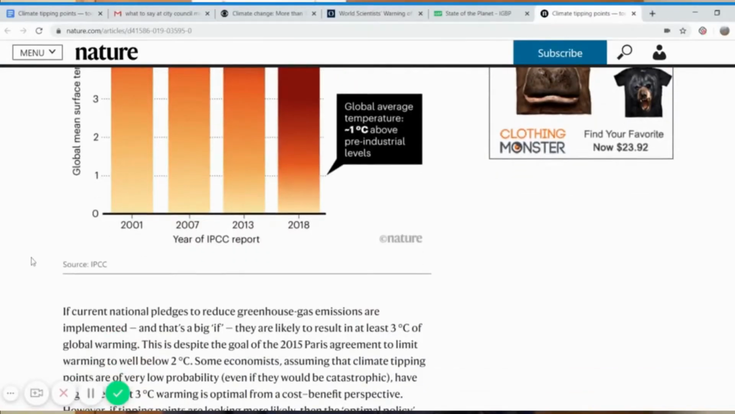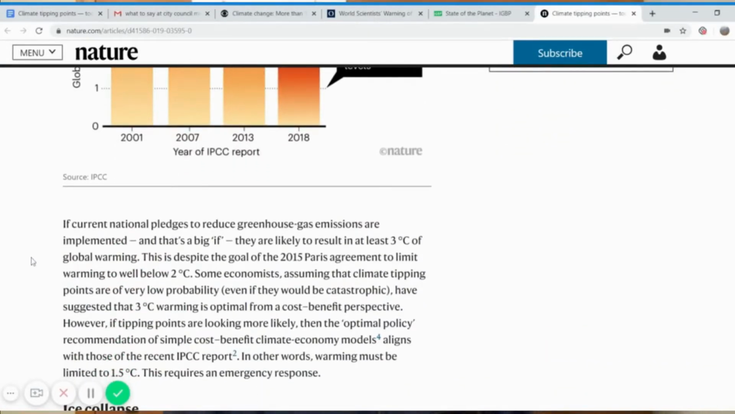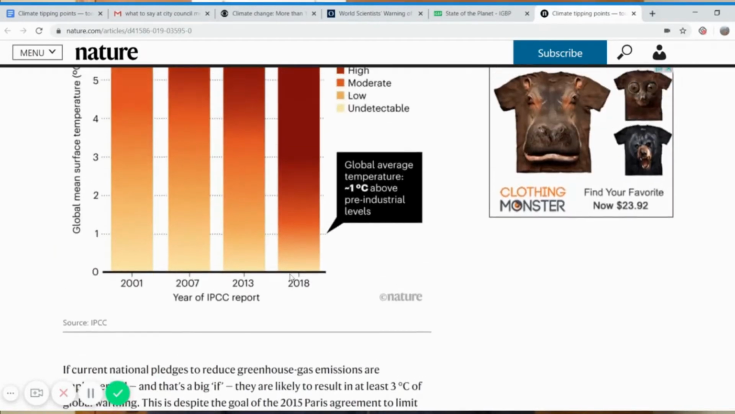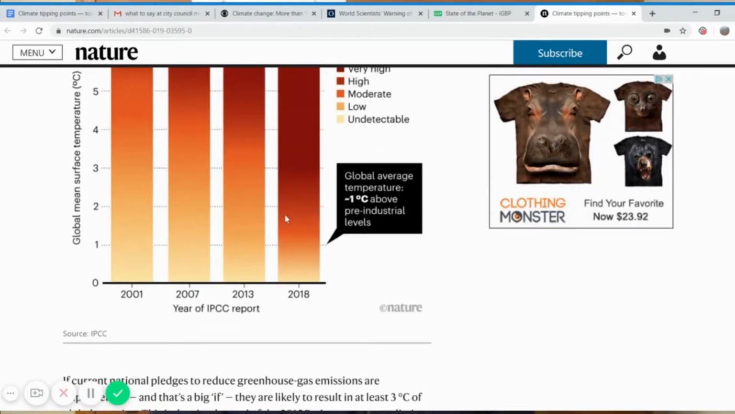In other words, this is looking likely, and reaching just one of these tipping points, they're all interconnected, so that could lead to the tipping of another one and a domino effect that is going to have unimaginable consequences. If current national pledges to reduce greenhouse gas emissions are implemented, and that's a big if, they are likely to result in at least 3 degrees Celsius of global warming, and again, we get into the very high risk of triggering these tipping points just between 1 and 2 degrees of warming.